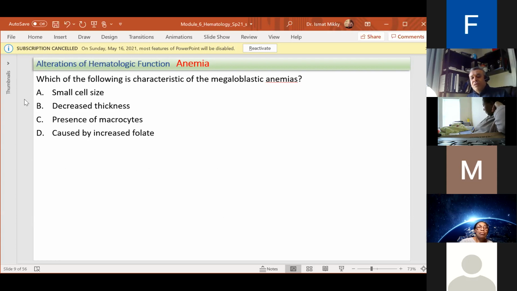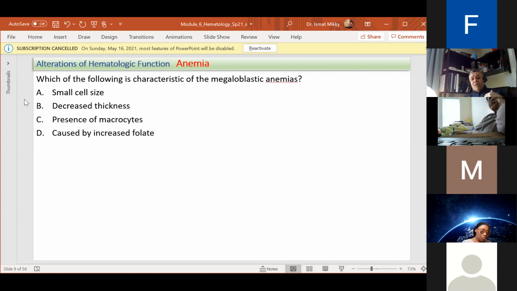Which of the following is a characteristic of the megaloblastic anemias? I would say C. Okay, so we're talking here about the megaloblastic anemia. Remember I said megaloblastic?